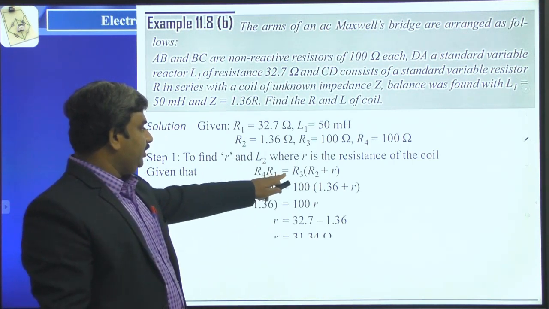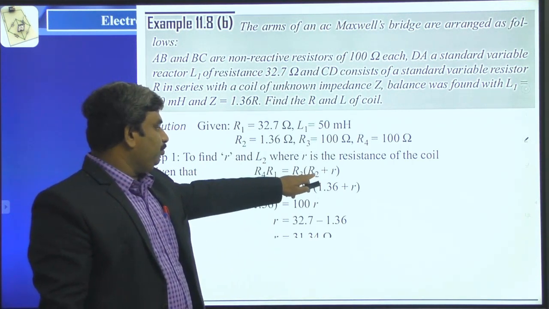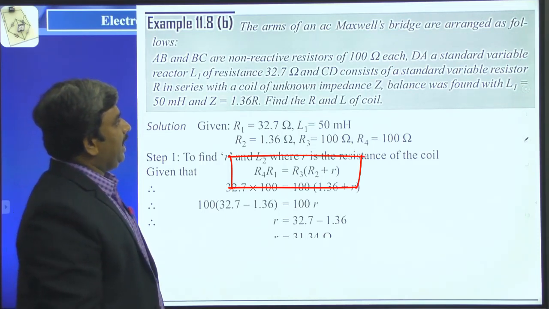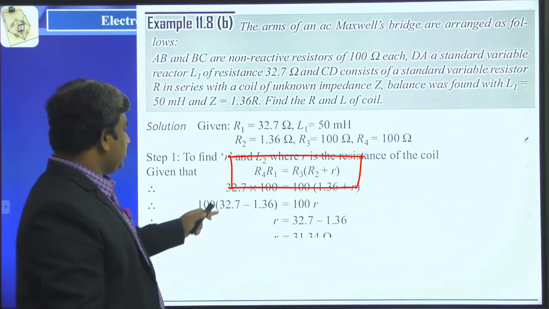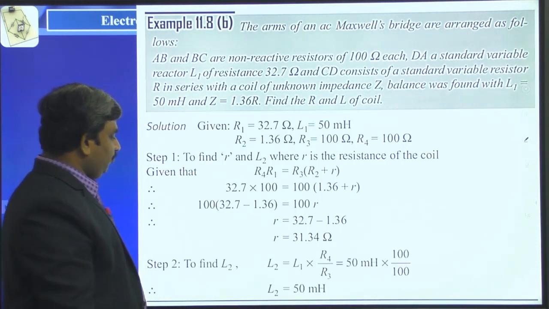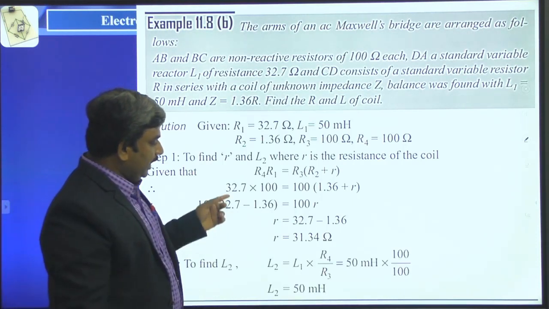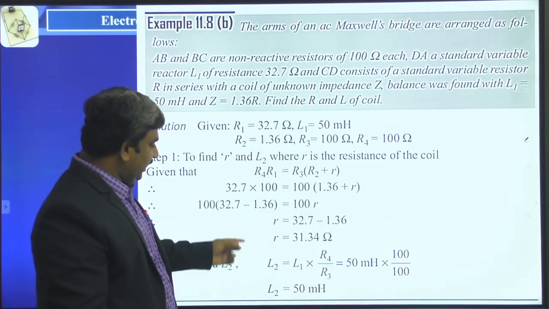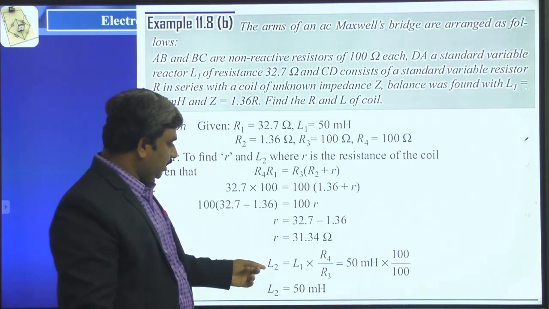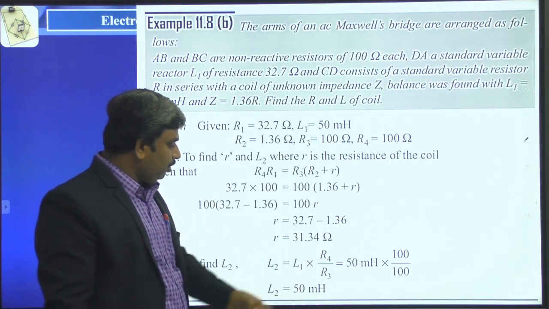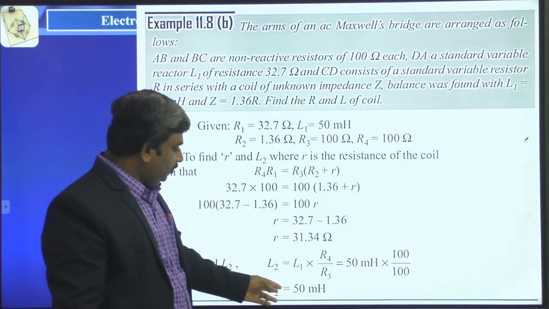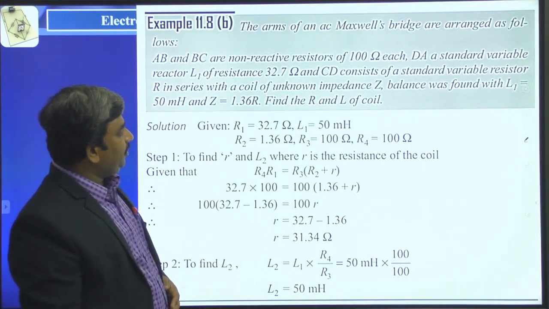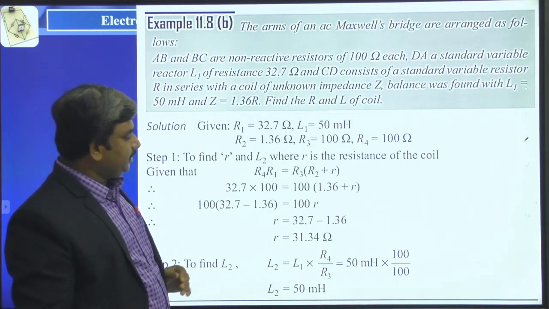R4 R1 is equal to R3 into (R2 plus small r). This is based on the bridge balanced condition. Based on the bridge balanced condition, we solve for the L2 value, that is the Lx value. L2 is equal to L1 into R2 by R3, so L2 is equal to 50 millihenries. We identify this value from the bridge balanced condition.